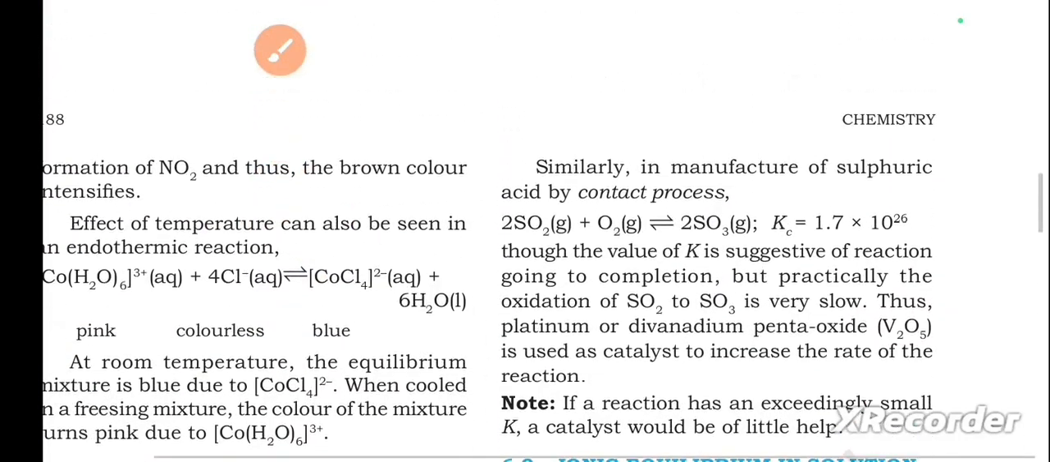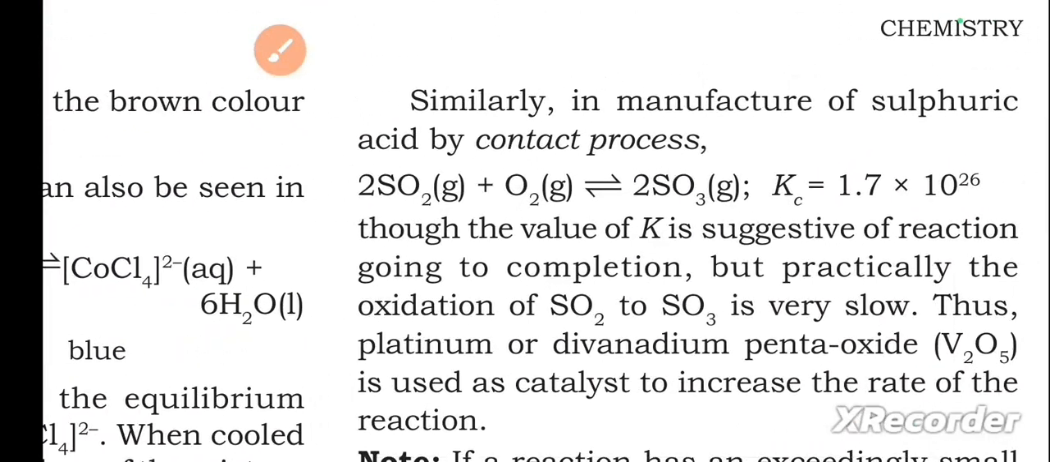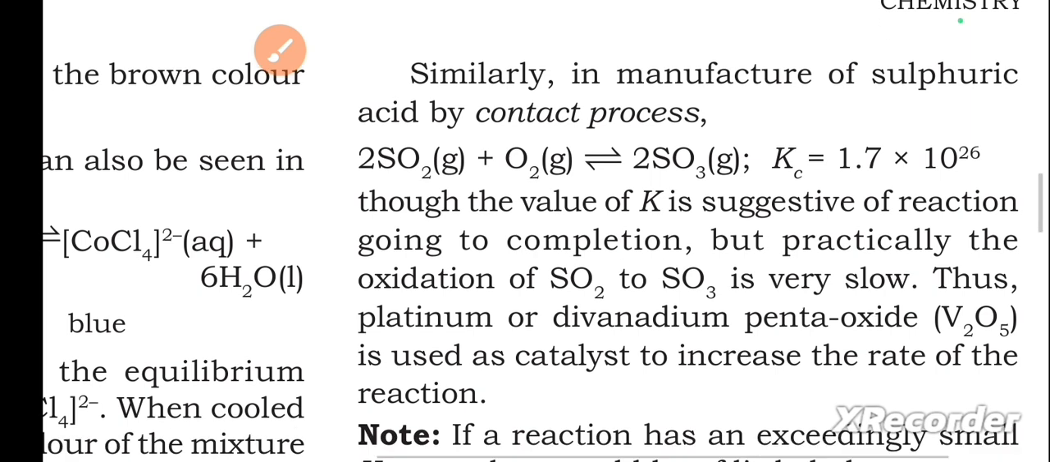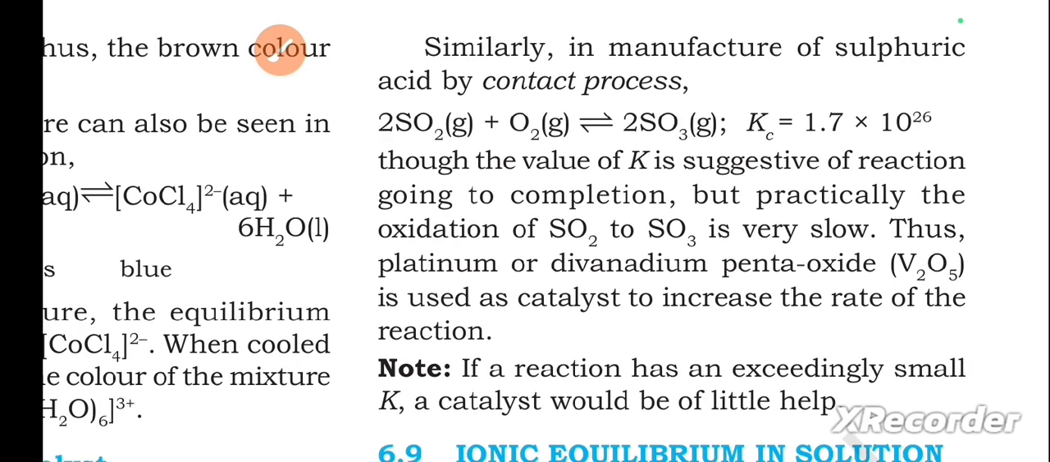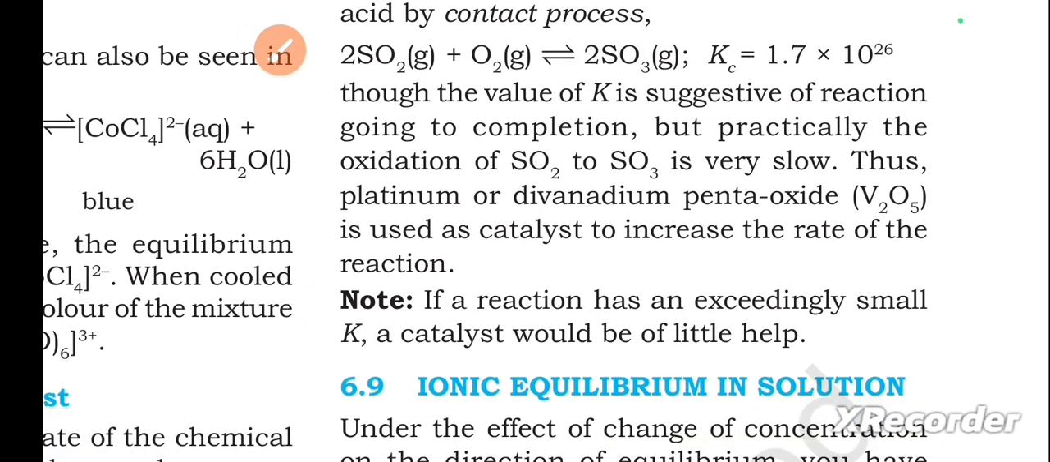Similarly, in the manufacture of sulfuric acid by the contact process, though the value of K is suggestive of the reaction going to completion, practically the oxidation of SO2 to SO3 is very slow.